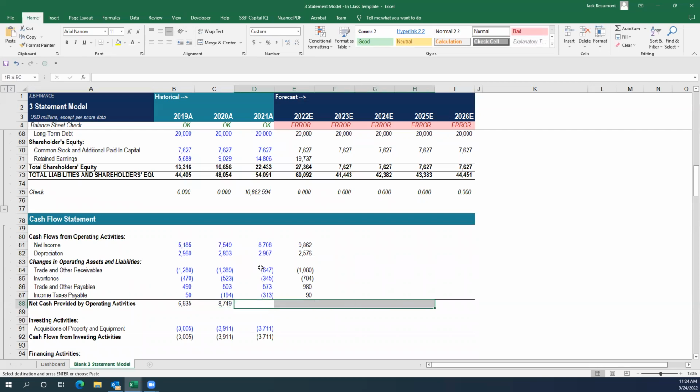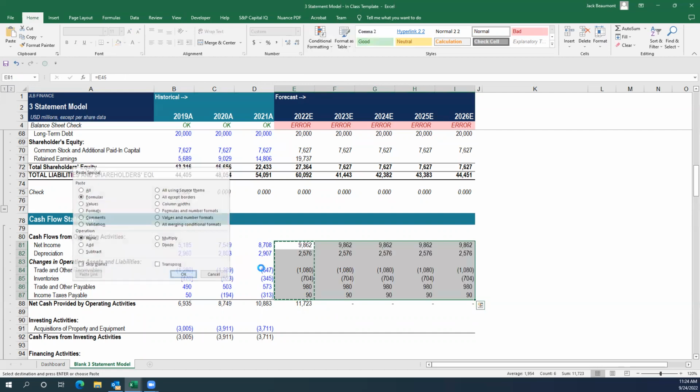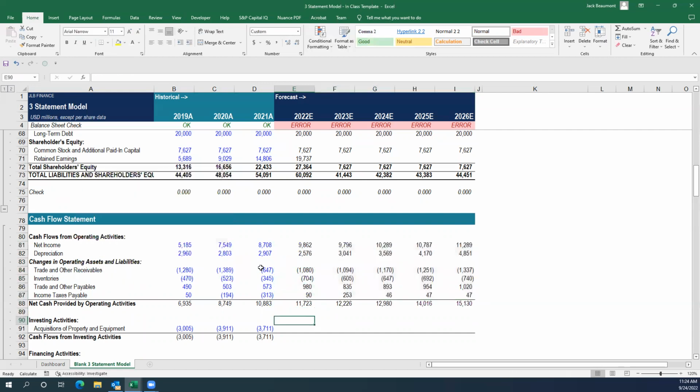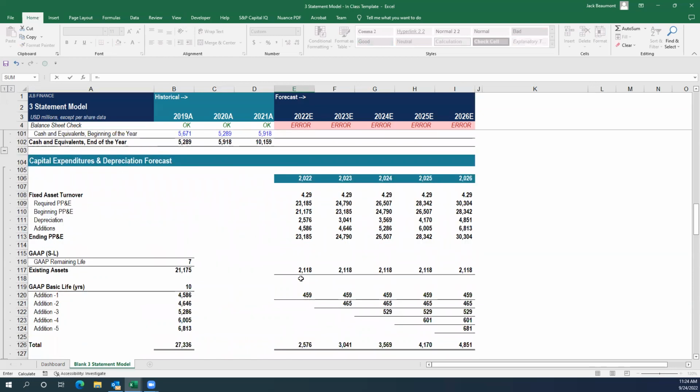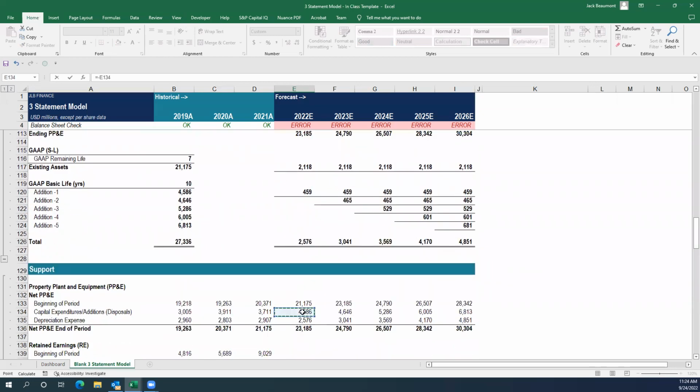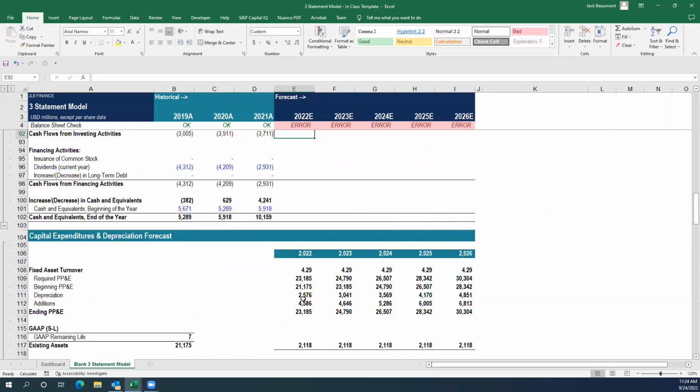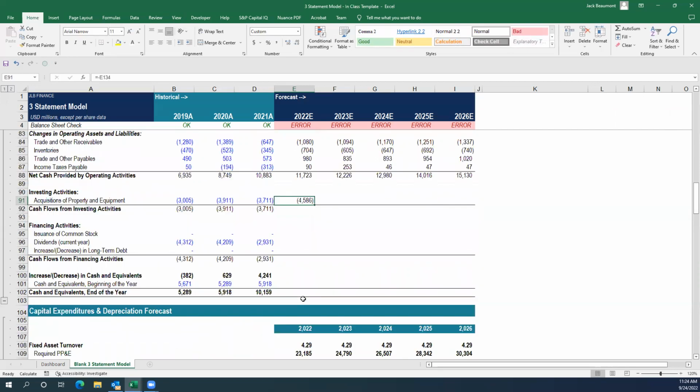Control C, Alt ES, so let's copy formulas. You can copy this whole thing across now because everything's filled out, so it should be working. And it is. There we go. So investing activities, we only have capital expenditures here. And that's our additions. We actually did this on here, so we can reference there. Make sure we have a negative on there because capital expenditure is something we're going to have to pay for, and we need to represent that as a negative cash flow.